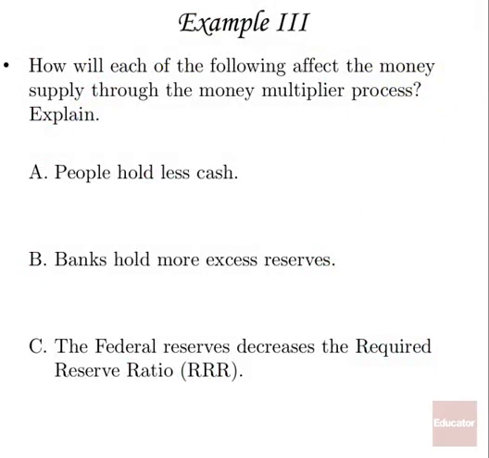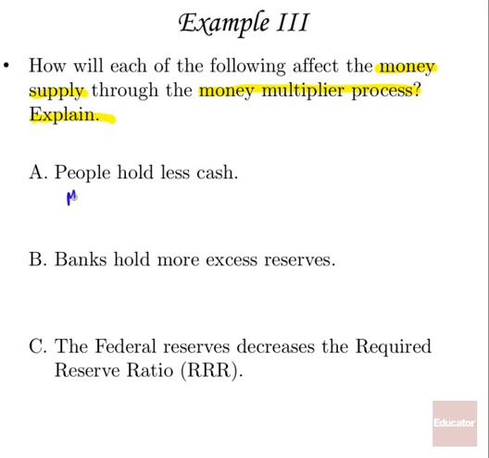Okay. Third example, I have three different parts here. Let's take a look at this. How will each of the following affect the money supply through the money multiplier process? Explain. Let's say in the first situation, people hold less cash. So what does that mean? If people hold less cash, then they're going to put it into banks. So if they put it into banks, there's more money that's available to be lent out, and therefore, through the money multiplier, there's more money that's created.